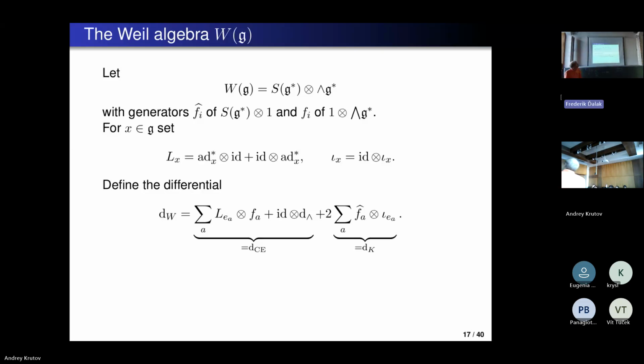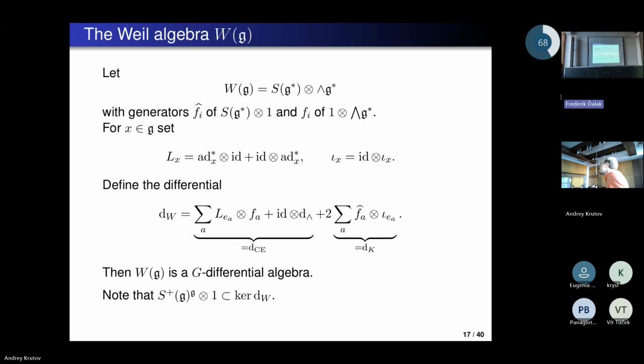These will be curvature variables, and I will explain why later. And we also have a Koszul differential, which just takes generators from here and sends them here. So in fact, you can formulate it as some Koszul algebra. With this structure, it will be a G differential algebra. And by direct computation, you can see that this subspace is in the kernel of the differential.